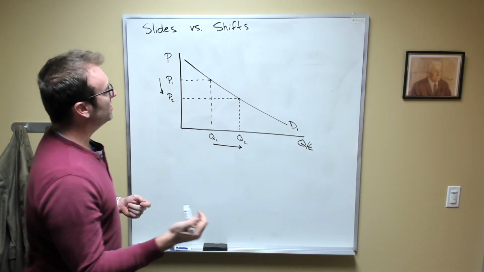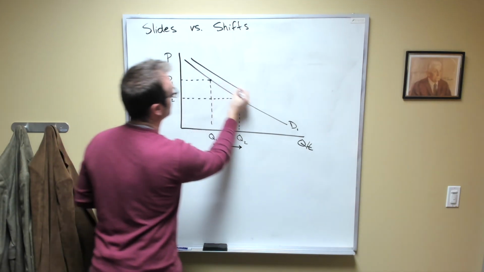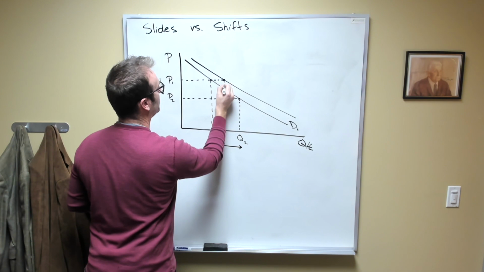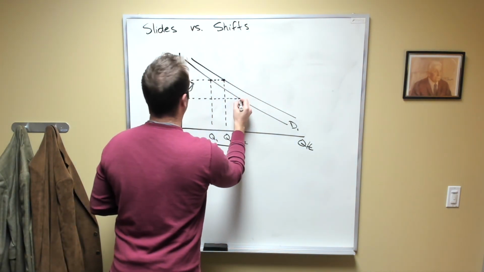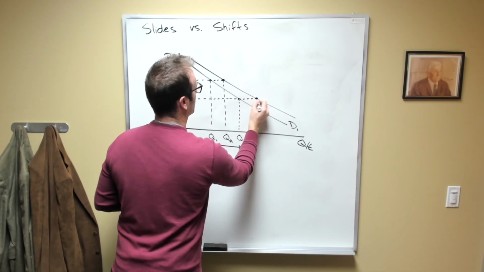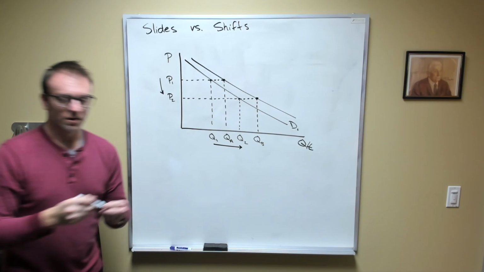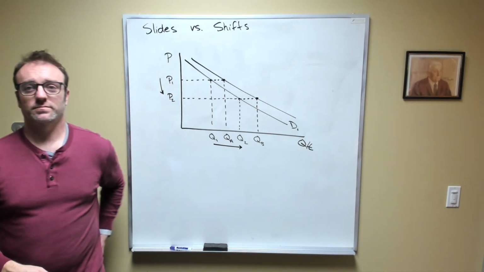So what we would see if that were the case, if the demand in this case had increased, we would expect at P1 a greater amount to be purchased. We'll call this QA. And at P2, a greater amount would be purchased, which we'll call QB, than if the demand curve had stayed just the same.